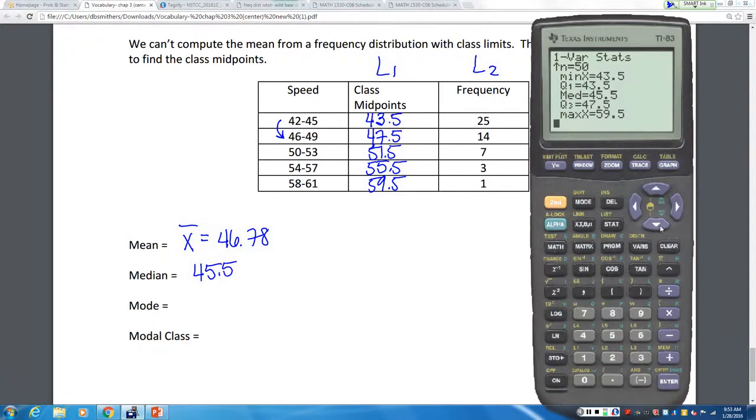45.5. On the other calculator, as a reminder, you've got this screen here. You do stat, calc, enter. You make sure that you have your L1 in your list, and you have to have L2 for the frequency. Then you calculate and you get your same answers, okay? So, let's finish the rest of this question, though.